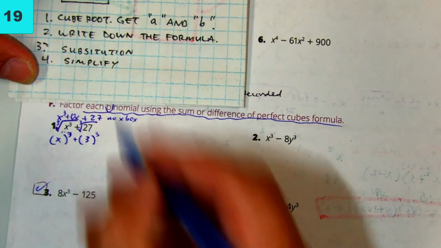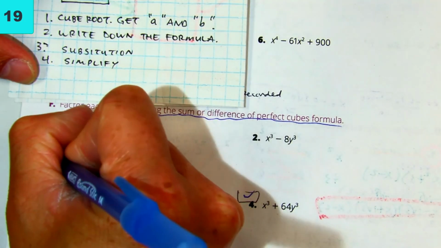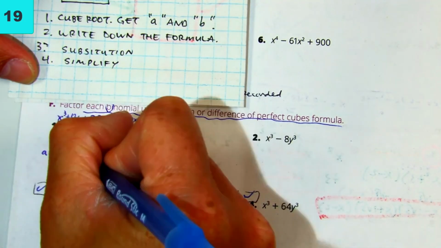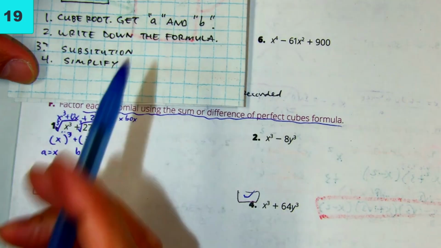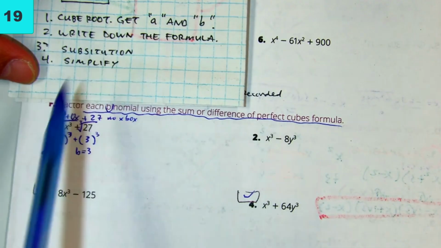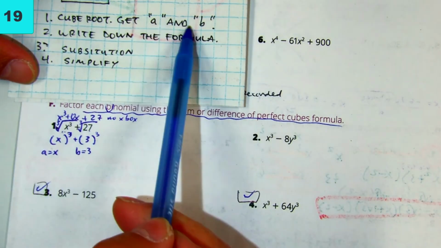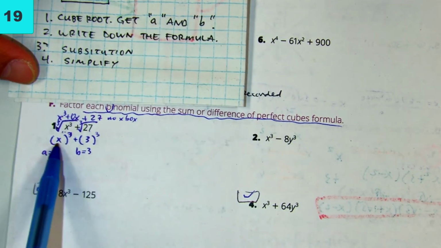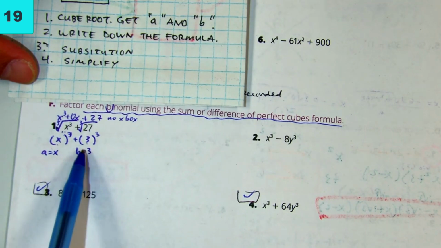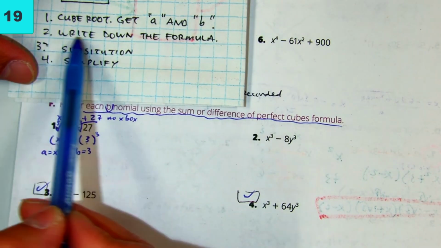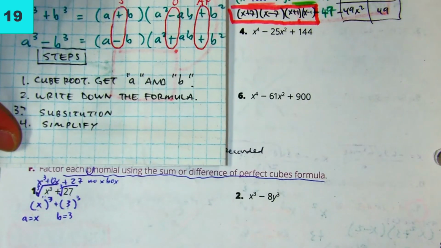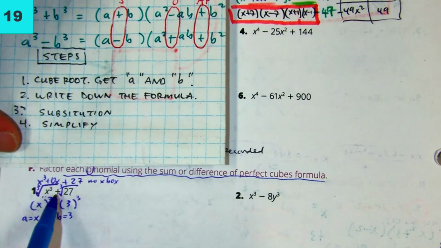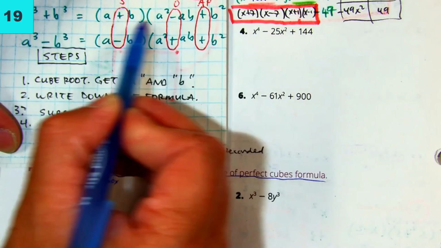Okay, what does this tell me? My A value is equal to X, and my B value is equal to 3. So it says cube root, which we did, get A and B, which I have here. The A comes from what's inside the first parentheses, and the B value comes from the second set of parentheses. Now it tells me to write down the formula. So let's write down the formula. Now you're asking which one? Well, this one has what? Plus or minus? Plus. So I'm going to write down this top one here.